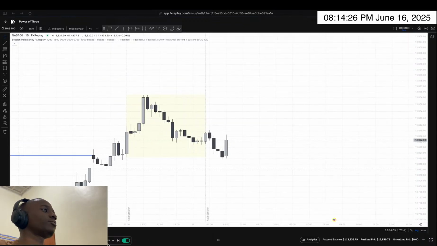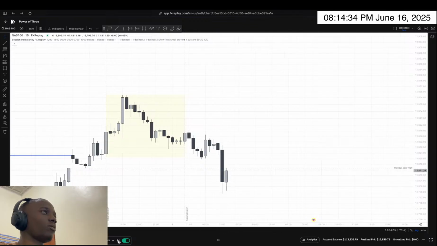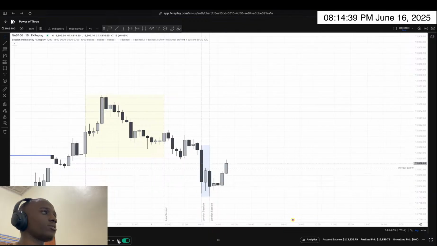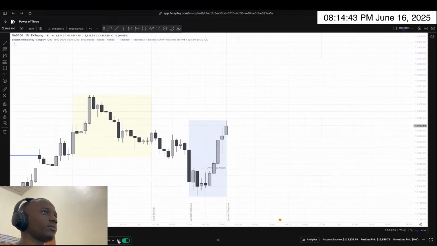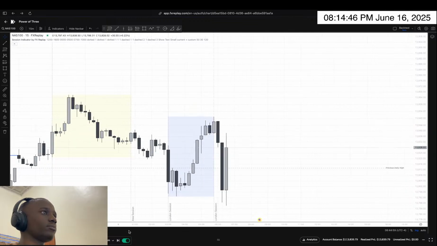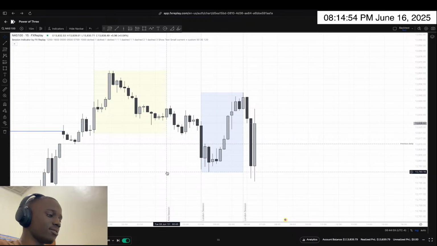So, Asian range. I'll use the 5 minute. Now we take out the lows as London opened. Okay, and London has closed. But what do we notice as London closes? We can notice that a bit.